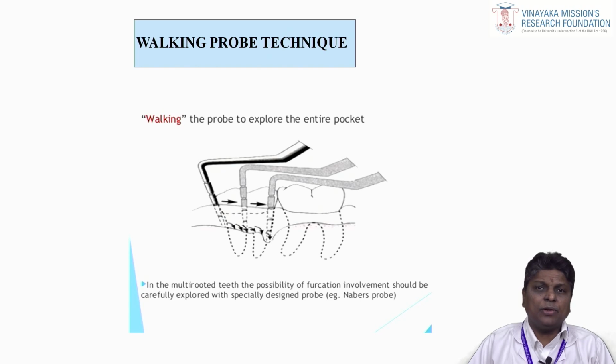When you come to the multi-rooted teeth, you have to find out furcation. For finding out the furcation, the curved probe, the Nabers probe, is very important. It is nothing but the extension of the periodontal disease downward towards the furcation area, due to the anatomy. That is called furcation involvement. It is nothing but periodontitis only. So that should be taken into consideration.